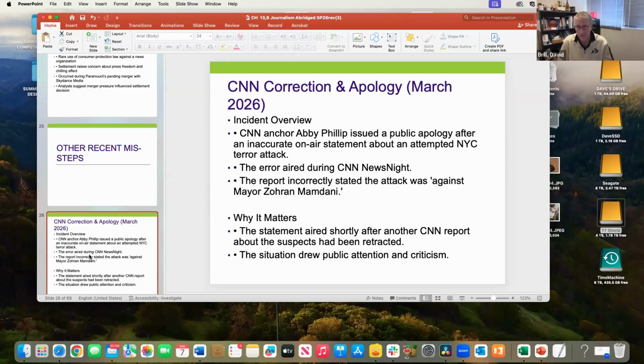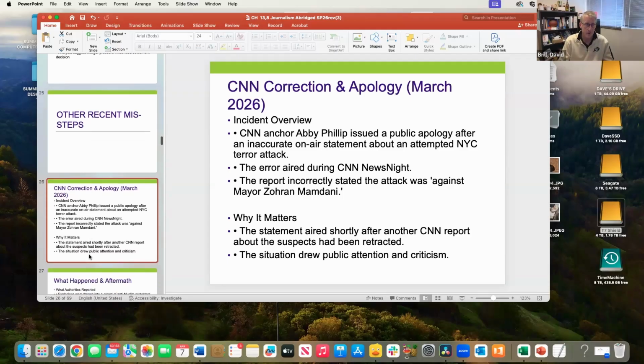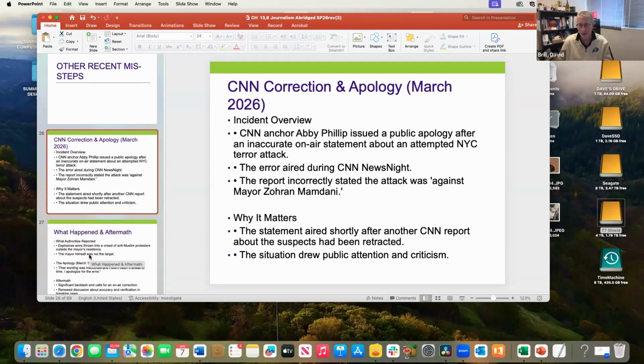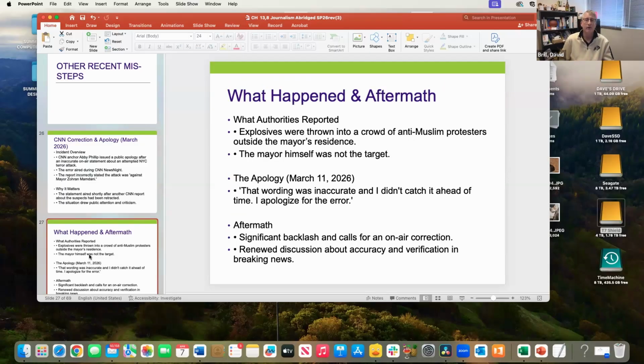So basically, on that same day, CNN initially was saying the attack was basically at the mayor, and it was not. And then, given even the opportunity to correct herself, she didn't. And it wasn't until she was dragged through the mud on social media, for example, that she finally had to come out and make an apology. So basically, what authorities did report was explosives were thrown into the crowd of anti-Muslim protesters outside the mayor's residence. The mayor himself was not the target.